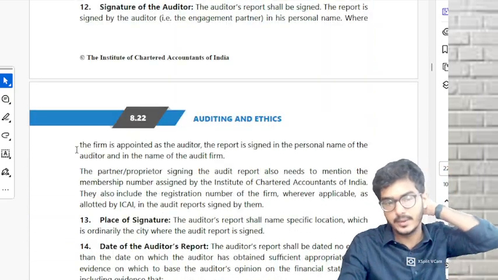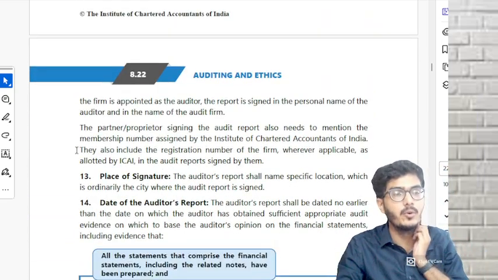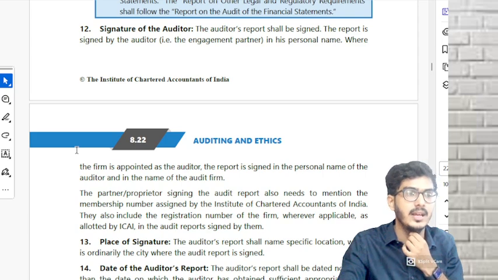11th point, put it as skip. 12th RMN, 13th RMN, 14th mug.